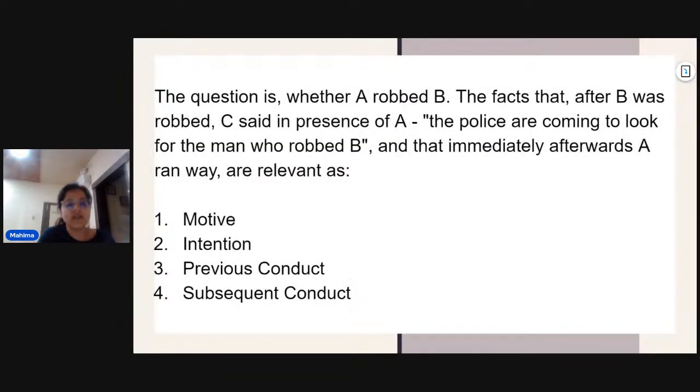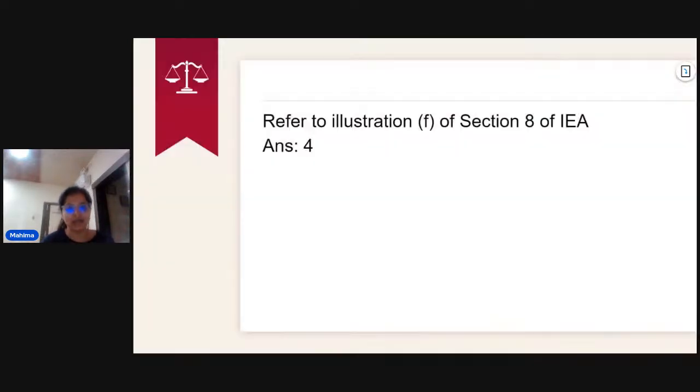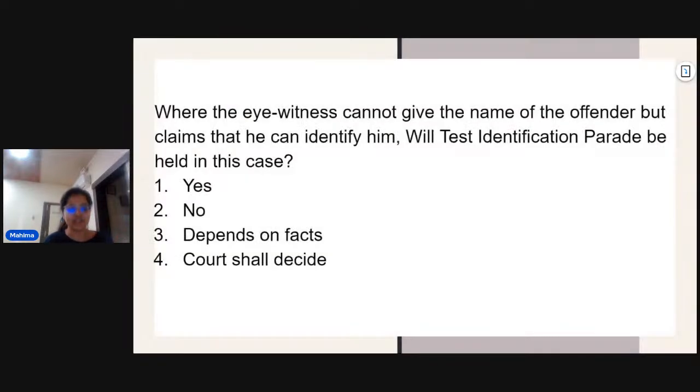The question is whether A robbed B. The fact that after B was robbed, C said in the presence of A, the police are coming to look for the man who robbed B, and that immediately afterwards A ran away, are relevant as motive, intention, previous conduct, or subsequent conduct. It is relevant as subsequent conduct. Correct. It was illustration F of section 8.